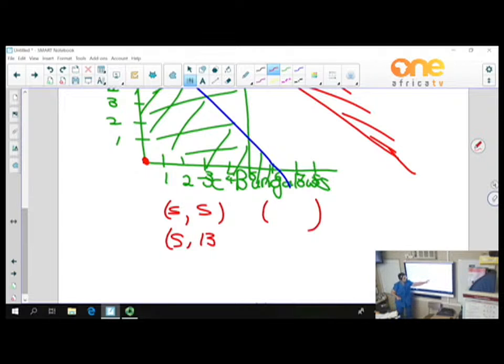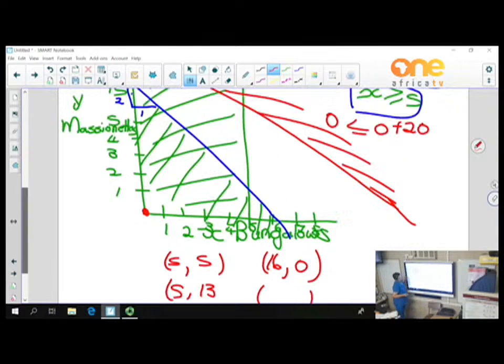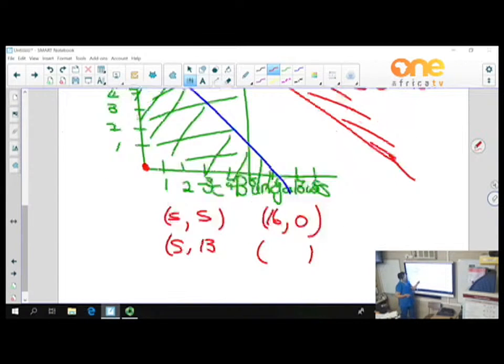Yeah, here where it cuts the x-axis, this point here. 16, 0. And the other point there at the top, here must also be a point here. This one and this one, so it shouldn't be 0, it should be a number here, 6 or 7. 7, 0. Okay, now the question is, what is the greatest number of dwellings that he can build?